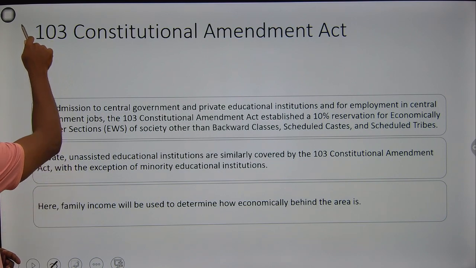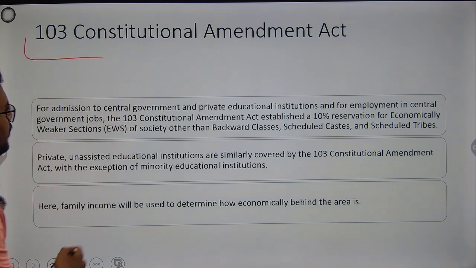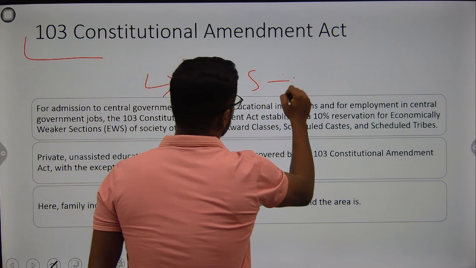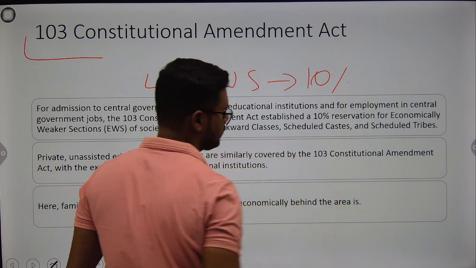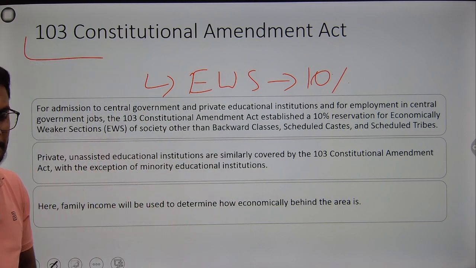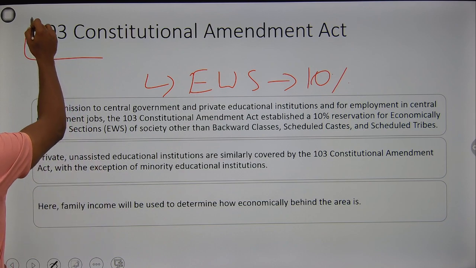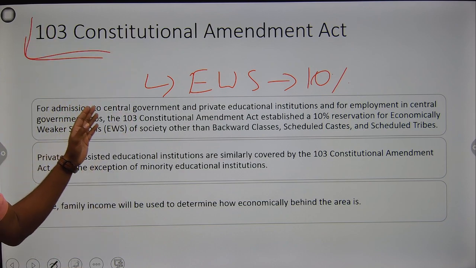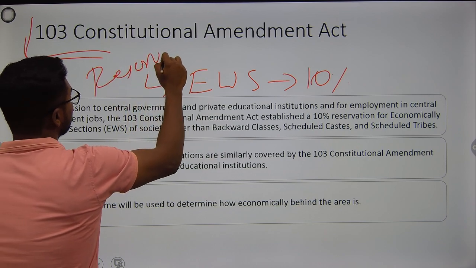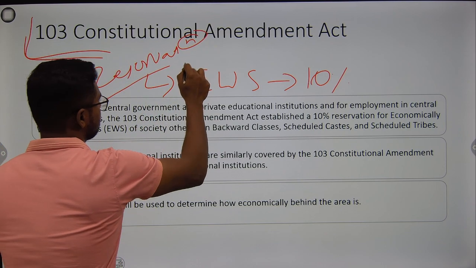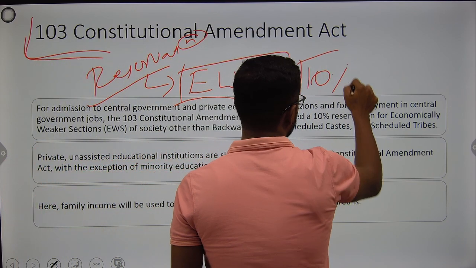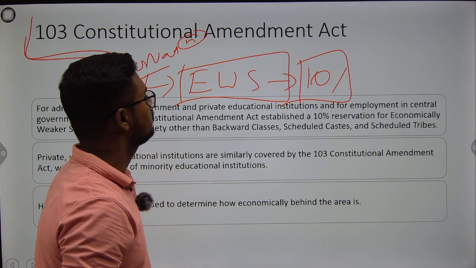Then we have the 103rd Constitutional Amendment Act, which talks about reservation given to economically weaker sections of the society. So please remember, there are 3 important points which you need to keep in mind. Constitutional Amendment 103 talks about reservation. What kind of reservation? Reservation given to economically weaker sections. How much reservation is being given? 10% reservation is being given.